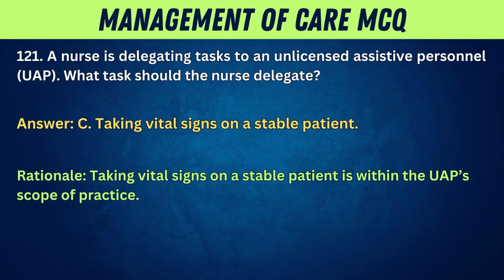Answer. C. Taking vital signs on a stable patient. Rationale. Taking vital signs on a stable patient is within the UAP scope of practice.